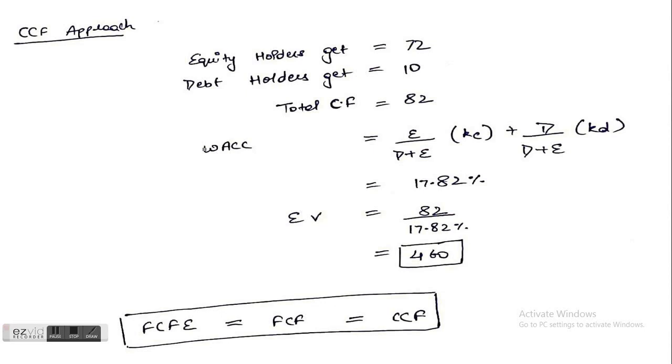This is because you need to do either of the two things. Either you bring the benefit of tax shield in the numerator, as done in the capital cash flow approach, or in the denominator, as done in the free cash flow approach. So now the WACC will come out to be 17.82%, and enterprise value, if you try to calculate now, will be 82 divided by 17.82%, and hence again the value will come out to be 460.